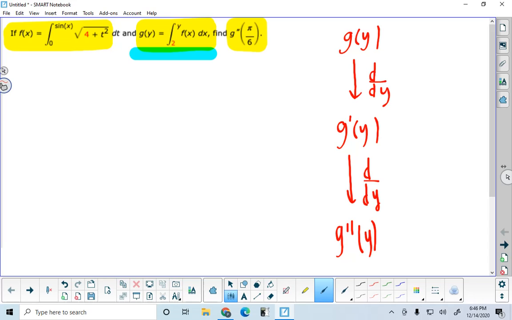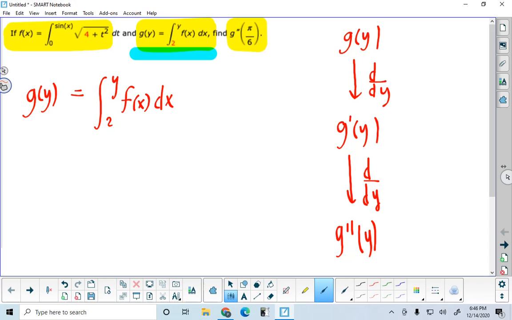So what I'm going to do is start off with g of y, which is the original function that has not been differentiated yet. It's equal to the integral from 2 to y of f of x dx. And this is why this question is so confusing. You've got all of these different variables being mixed up into these weird combinations. But let's go ahead and differentiate this.